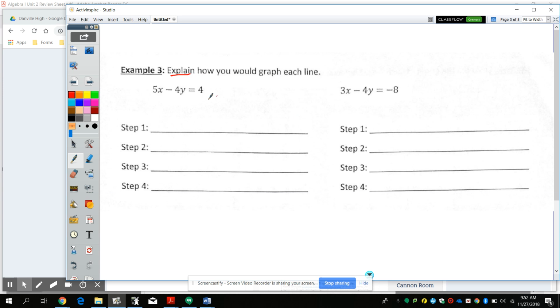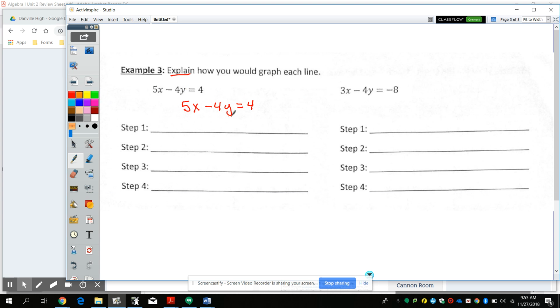She may want detailed explanation. But to graph this line, we want to put it in slope-intercept form. So for this year, just put it in slope-intercept form. We're just going to show those steps. So 5x minus 4y equals 4. In order to work this problem out, I'm going to write it over here, 5x minus 4y equals 4.